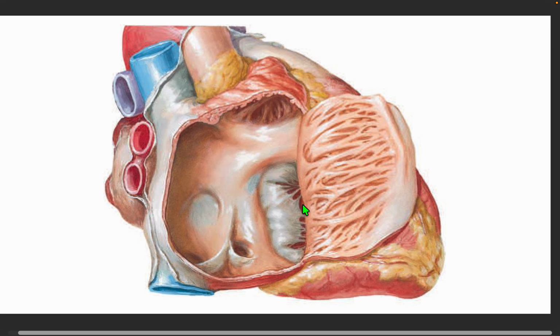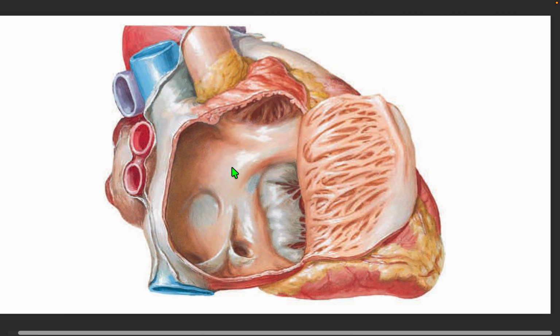Some muscle fibers form a network in the interior of the right auricle as well. Right auricular appendage is a potential site. This is the area, and it is a potential site for the formation of thrombi, which if dislodged, can result in pulmonary embolism.